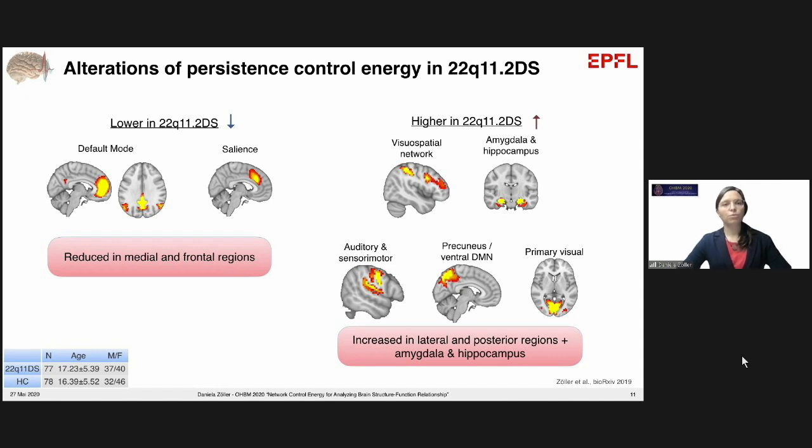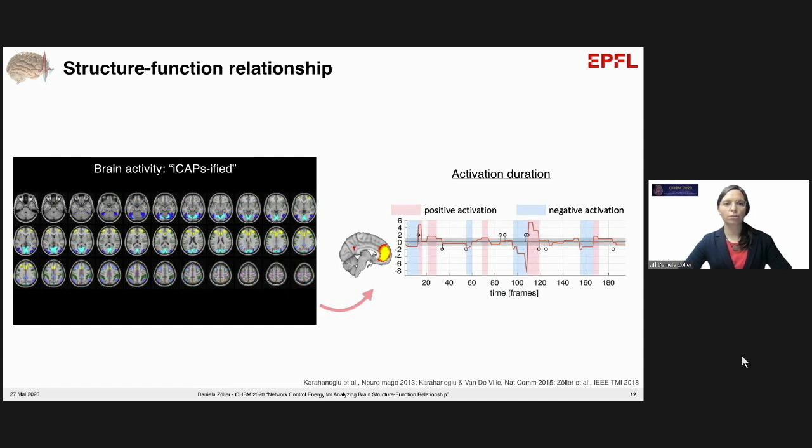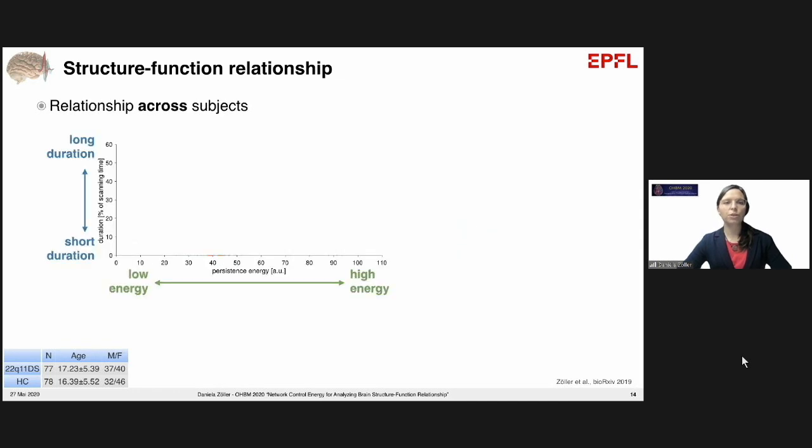That by itself was interesting, but then we wanted to see, now from the resting state fMRI, we know how long each of these states was active. So from the 8 minutes resting state, we can calculate from the time series of each of these states the activation duration. And we wanted to see how this activation during resting state relates to persistence control energy. So what we did, we simply correlated both of them across subjects for each state.